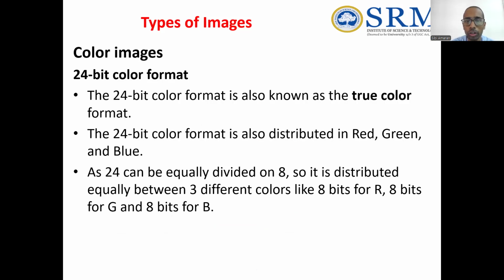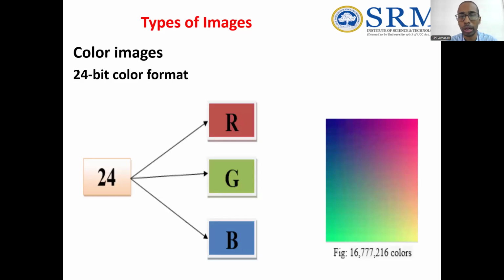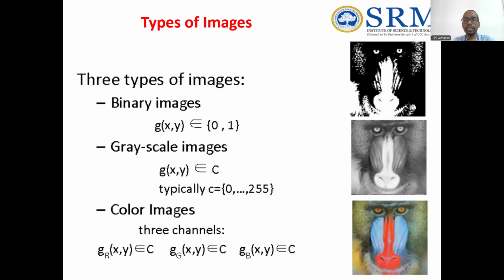And if it is 24 bit, then whatever the input I'm going to take, that will be equally segregated among all the RGB. So R will be 8 bit and green will be 8 bit and blue 8 bit. So all the 24 bits will be equally segregated. So these are the three types of images that we discussed.